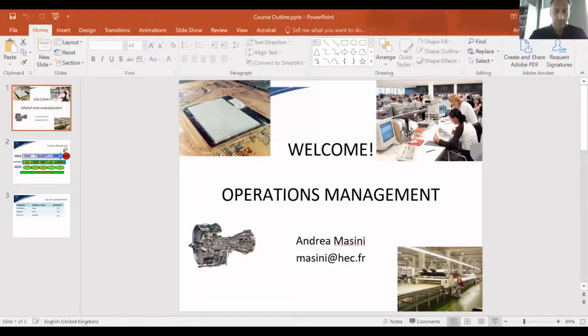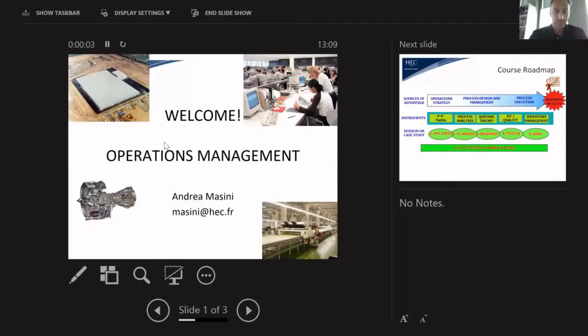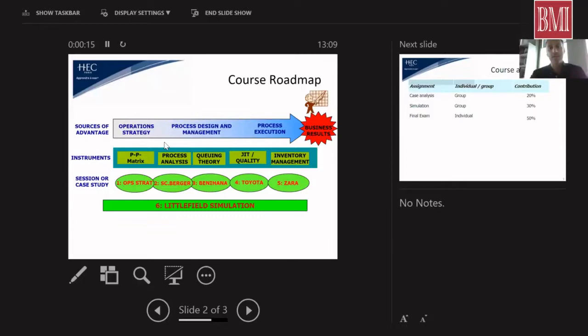So without further ado, let me tell you what we're going to do over the next few days regarding operations. The purpose of the course is to let you know how you can create and capture value through operational excellence. The course is subdivided into three parts. In the first day, we're going to set up the course by discussing operation strategy.